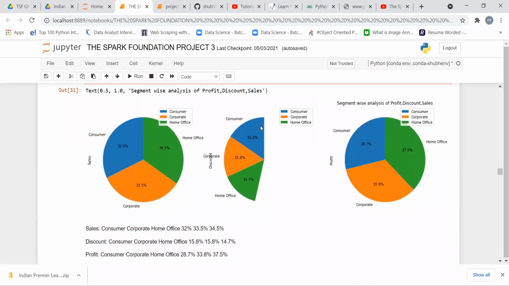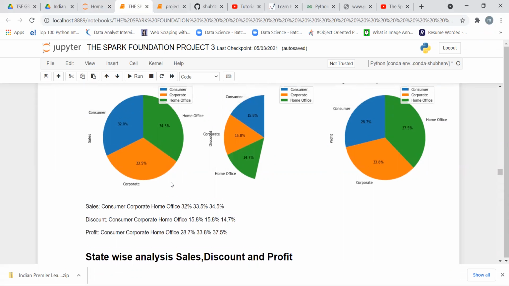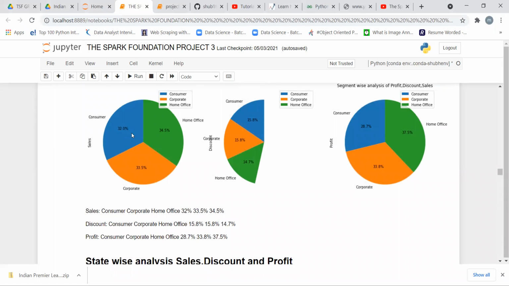And for profit generated, we can see in this pie chart that the most profit is generated by the home office, and second is corporate. So for sales, consumer and corporate is 32. Here we mentioned 32%, 34%, and 33.5%, and discount and profit.